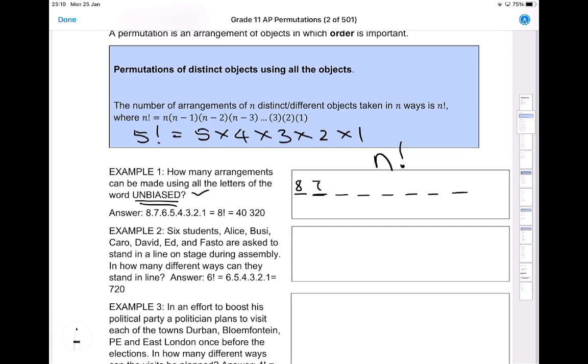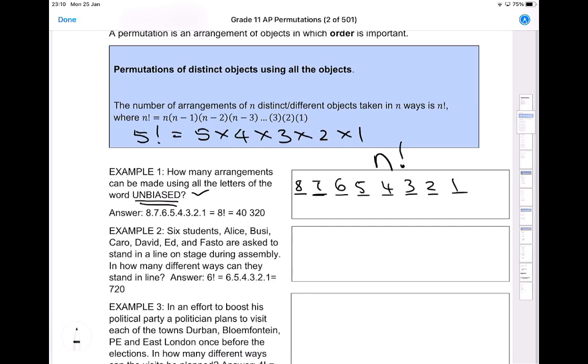So we have 6 different choices for the third position. Similarly, we have 5 different options for the fourth position. Then we have 4, 3, 2, 1. So this is how we are filling up the positions.